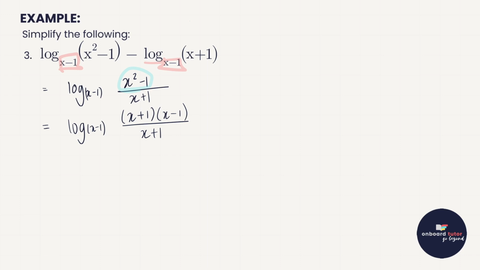What we notice here is that we've got things that can cancel. x plus 1 can cancel with x plus 1. So now we've got log base x minus 1 of x minus 1. And now let's apply, oh, we don't even need to apply that log law. I was going to say log of the number over log of the base. But what do we know? When the base and the number are the same, that is simply equal to 1. That's one of our log deductions.